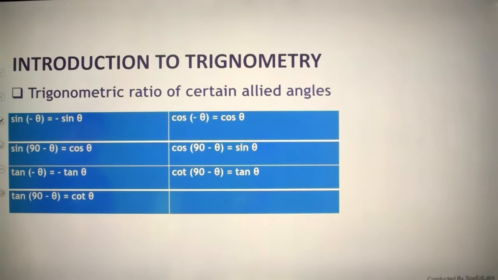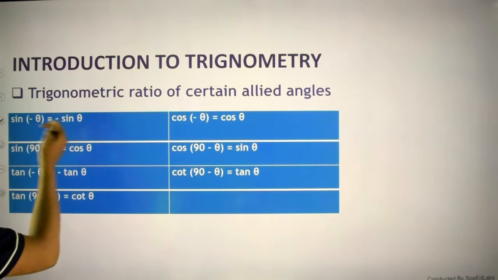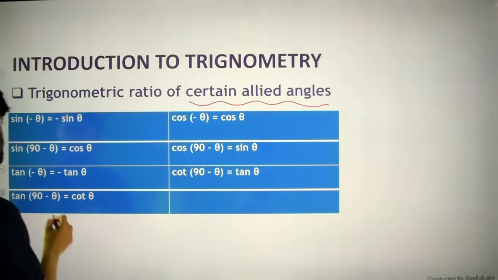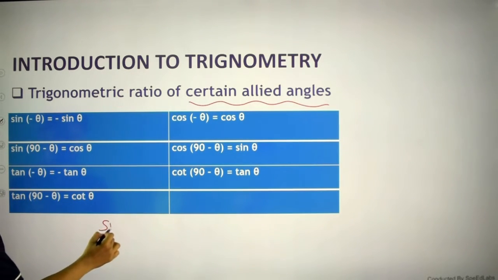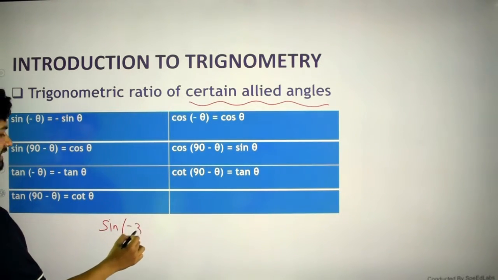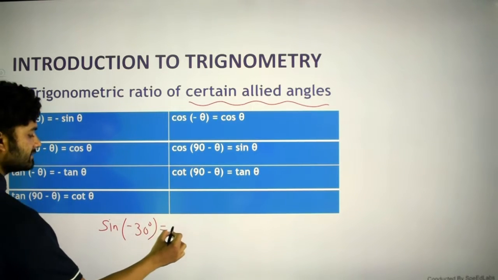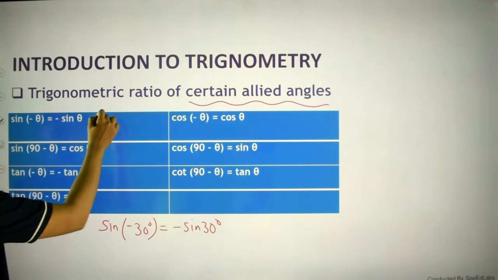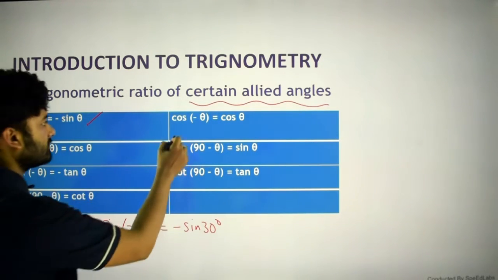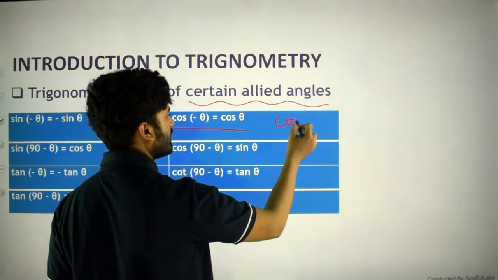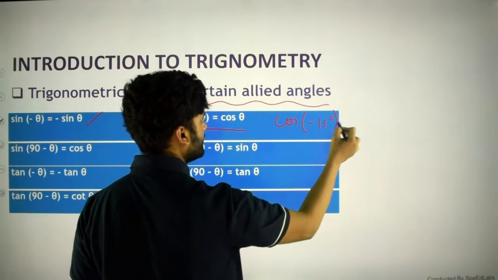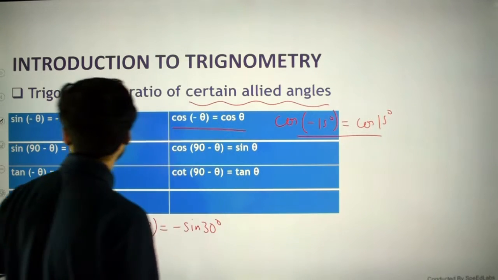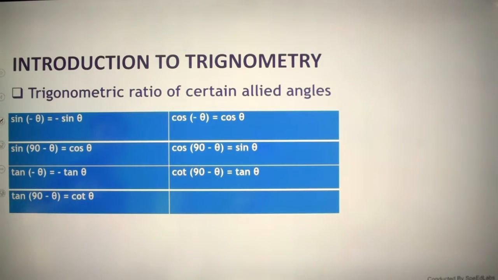Now moving further, there are the trigonometric ratios of certain angles, and you can see the conversion of this. How? If you have, let's say, sine of minus theta, it is basically minus sine theta. Remember this. Now what is cos of minus theta? If you have, let's say, minus 15 degrees, it will be like cos of 15 degrees. There are various transformations you can see on your whiteboard. Remember this.